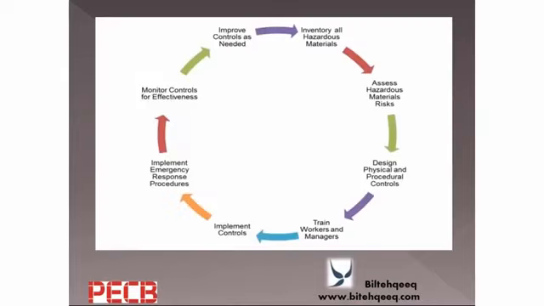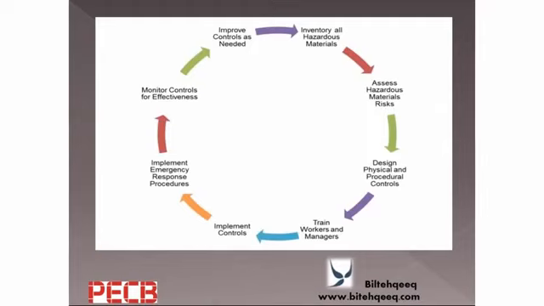If you see the cycle, it starts from assessing hazardous material risk, and then you need to design physical and procedural controls. After designing the controls, you have to train workers and managers, and then implement the controls. After implementing the controls, implement emergency response procedures, monitor controls for effectiveness and improve controls as needed. Inventory all hazardous material. So this is a continuous cycle, and you have to take care of all the steps and all the requirements to develop an effective hazardous material management.